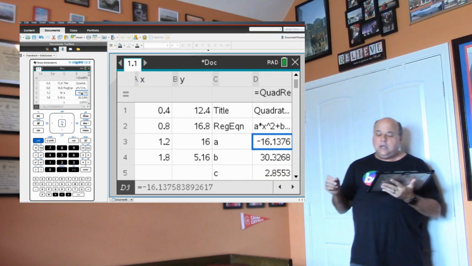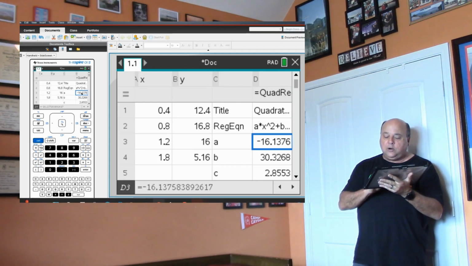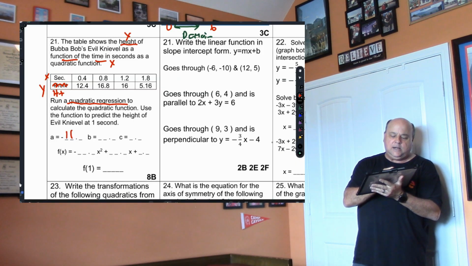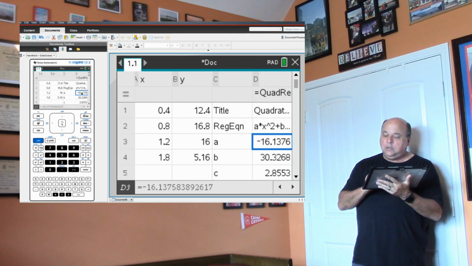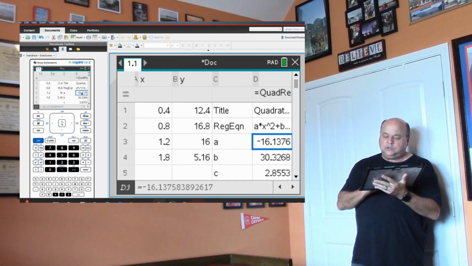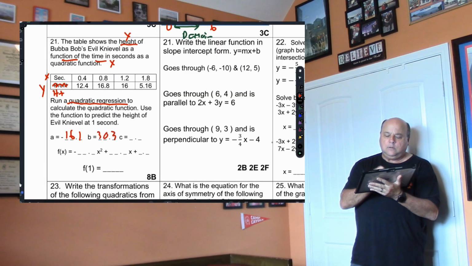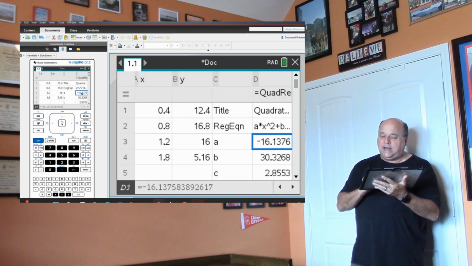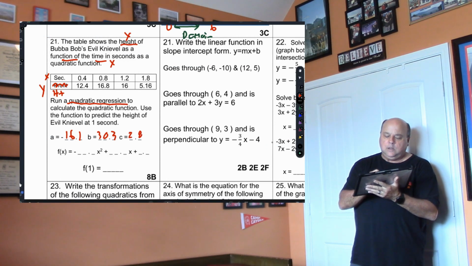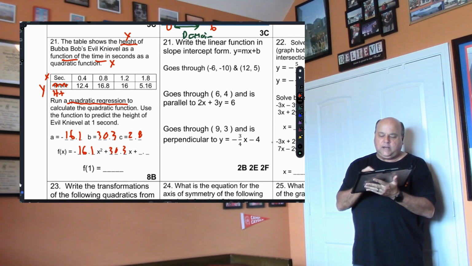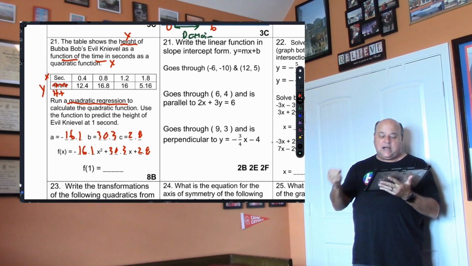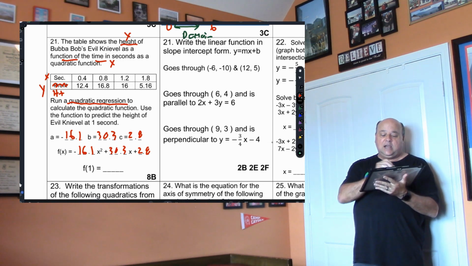Okay, so we're going to round these. So a is going to be negative 16.1. Remember, that's the force of gravity, right? Negative 16.1. Our b is 30.32. So 30.3. And our c, that's the initial height. The c was 2.8. Okay, so the equation is negative 16.1x squared plus 30.3x plus 2.8, and we want 1 second. So we're going to type this into the graph and go to 1 second.